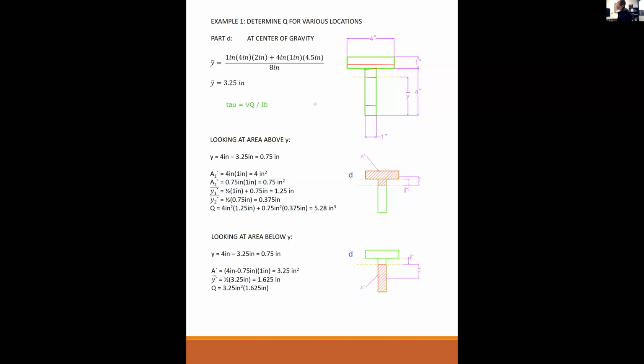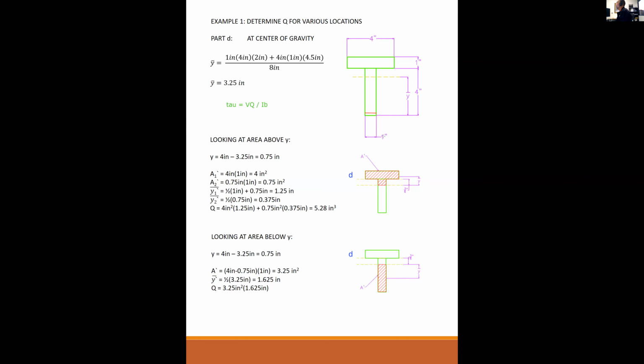Where's the maximum value for Q? Far away from the neutral axis. You think? Well, let's explore that. Let's make a cut right there, far away from the neutral axis. Okay.